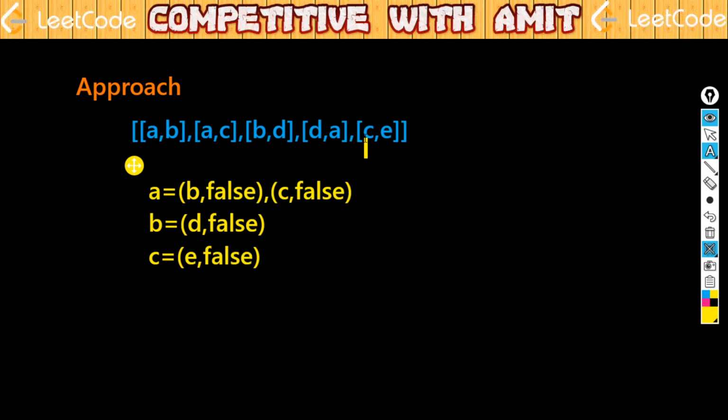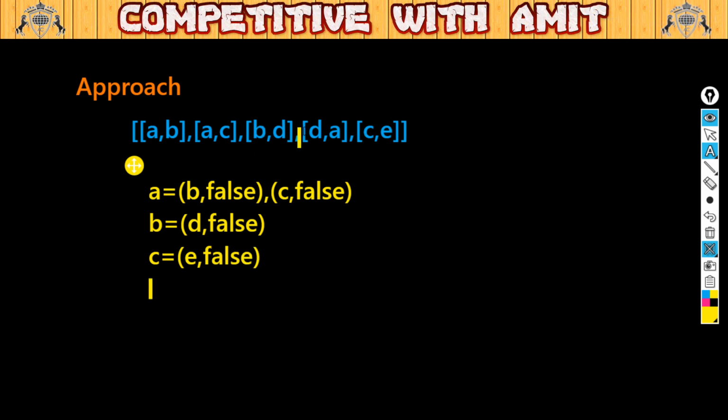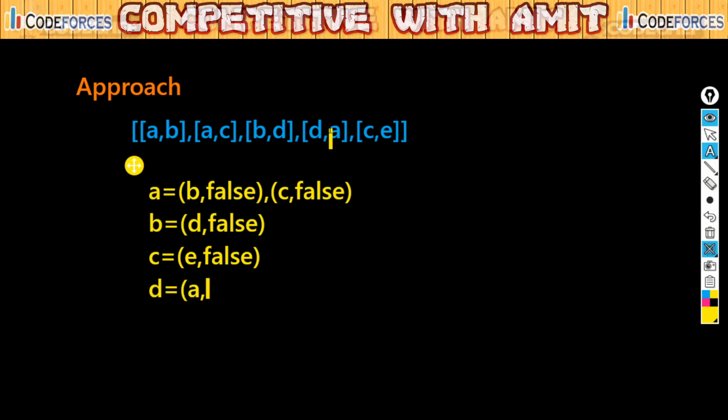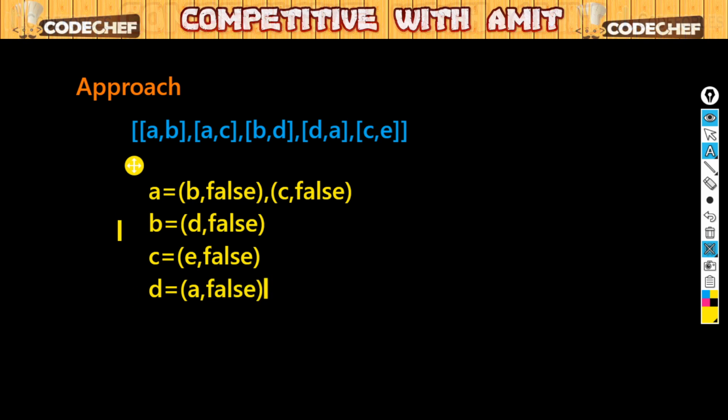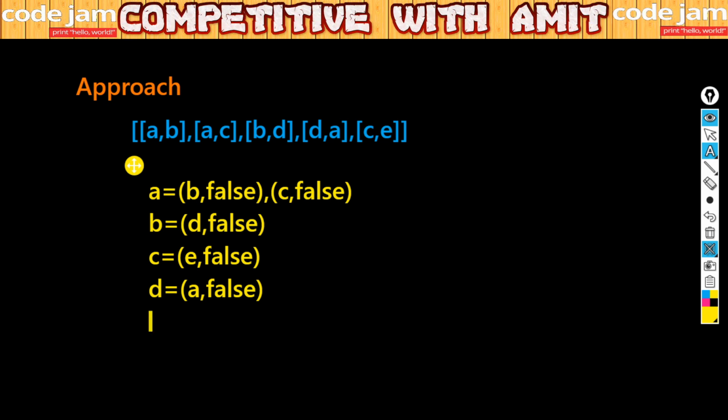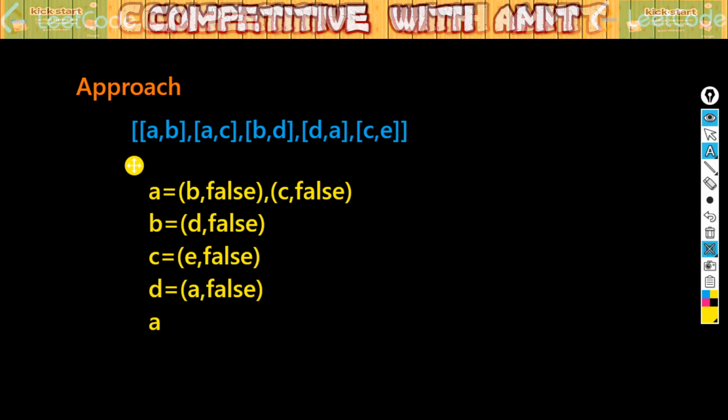Now after that we will count this d. So d will have one path only, which is a, false. We have only these 4 positions. So now we will start iterating. First of all we will take a. Now from a we have 2 paths, so we will go on both paths.